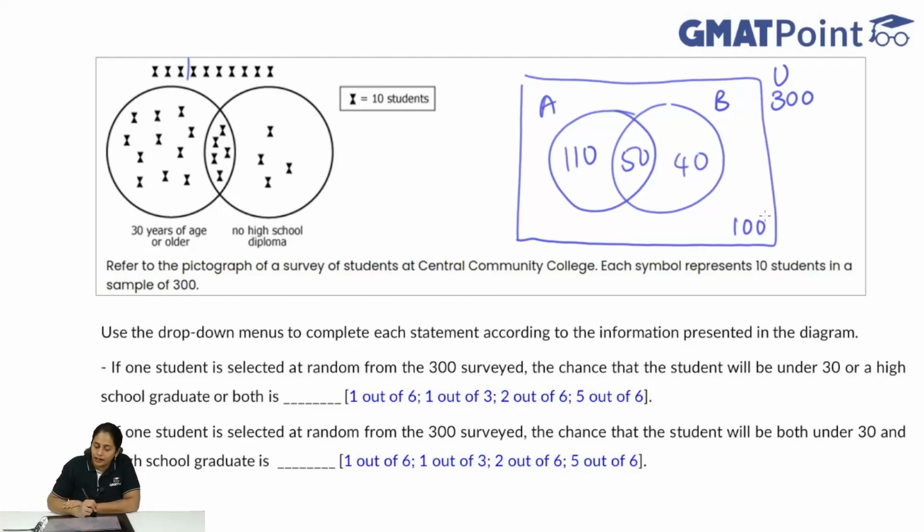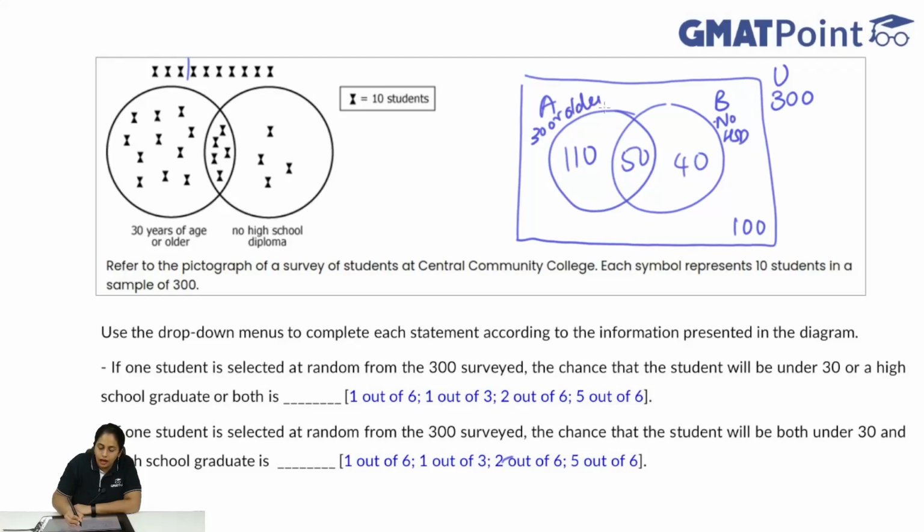Now is this all adding up? See this, if I consider A or B, it is 110 plus 50, so 160 plus 40, that is 200, 200 plus 100, 300. So this is a correct Venn diagram. It is showing every one of the 300 people, whether they are 30 or older, whether they have a high school diploma or they don't have a high school diploma. This is no high school diploma. This is 30 or older.